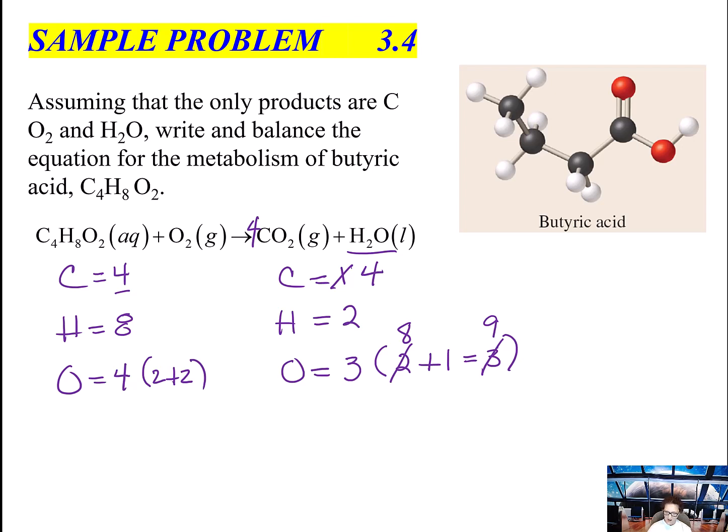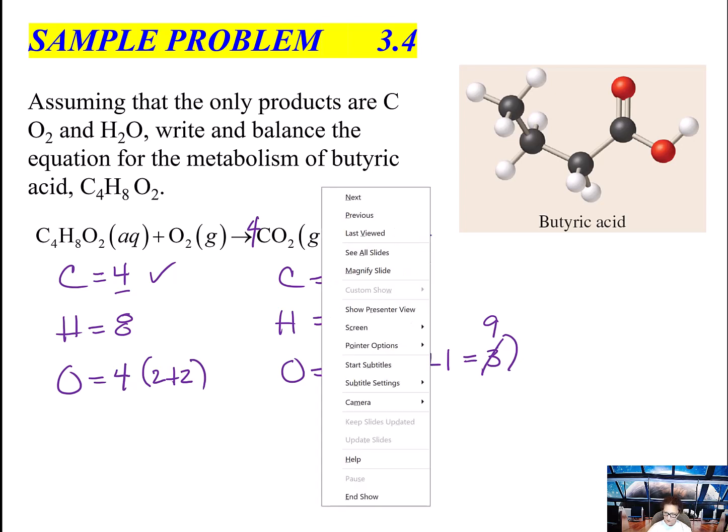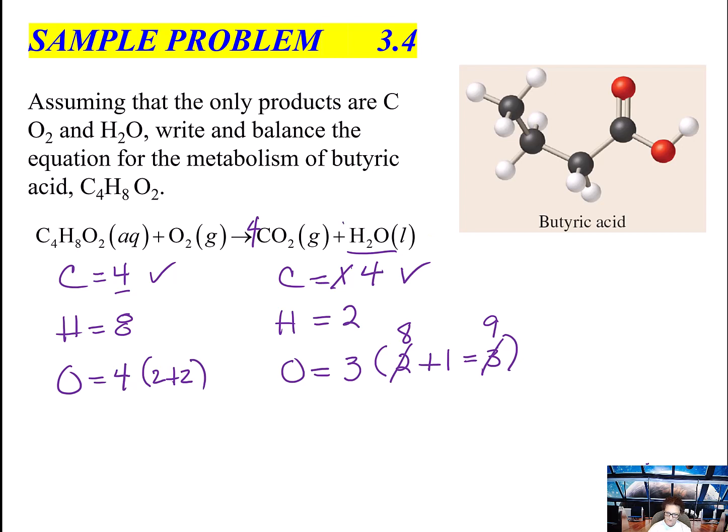Okay. My carbons are balanced. So I have to balance my hydrogens. So I've got 8 on this side. I need 8 on the right. So I have to multiply my water by 4 to get 8. So I now have 4 times 2 is 8 hydrogens. And I have 4 oxygens instead of 1. So 8 plus 4, 8, 9, 10, 11, 12. I've got 12 on this side and 4 on this side, right?